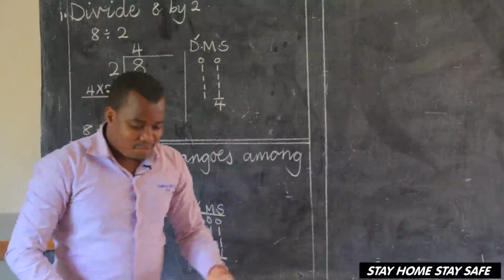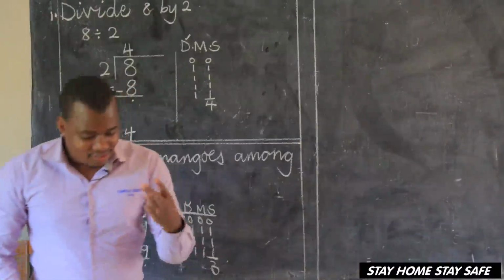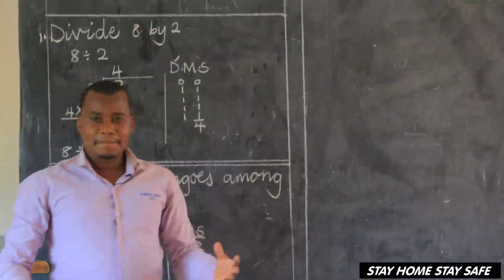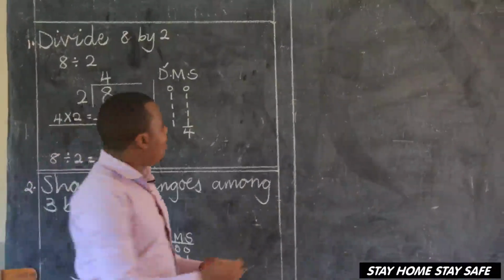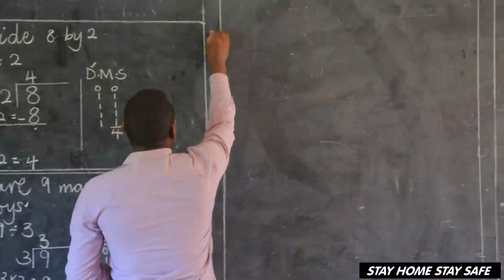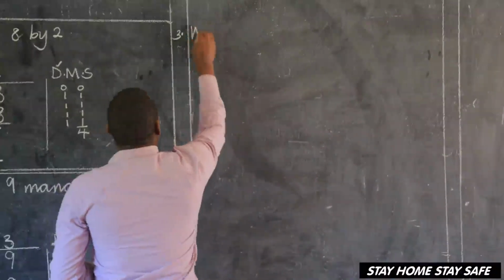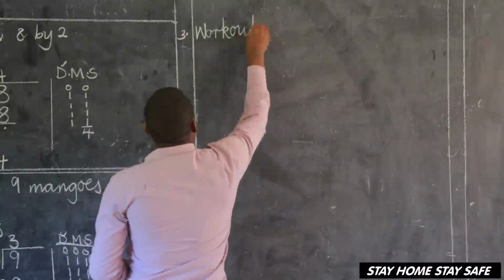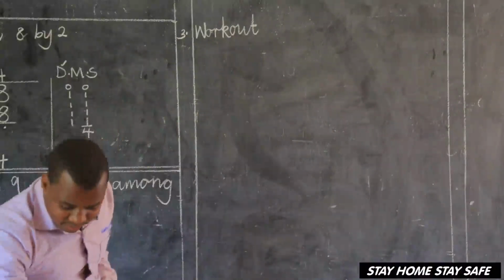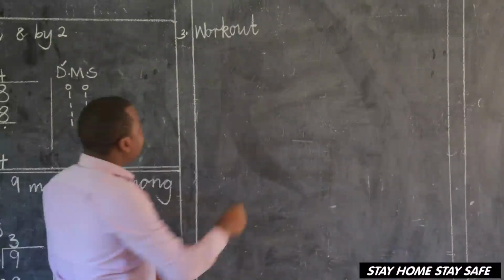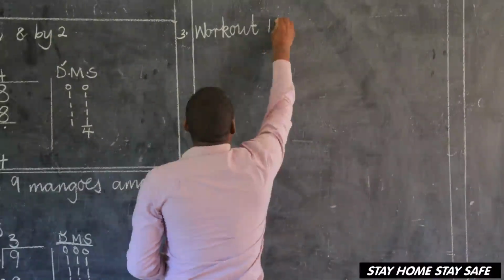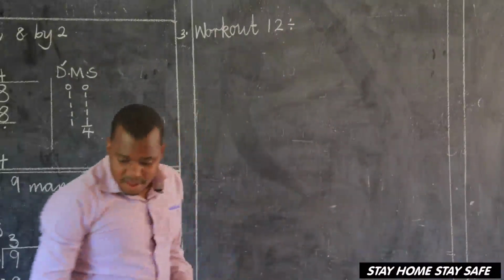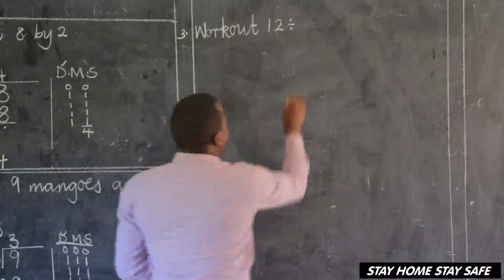Now my children, I'm going to give you just 2 or 3 more examples that involve some bigger numbers. Like I have this one here, number 3. Work out 12 divided by 6.